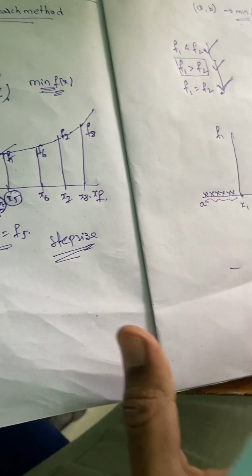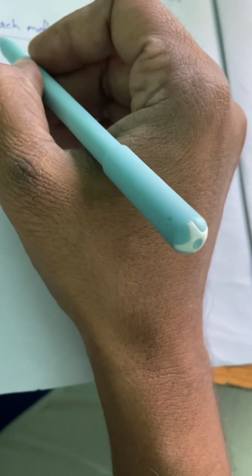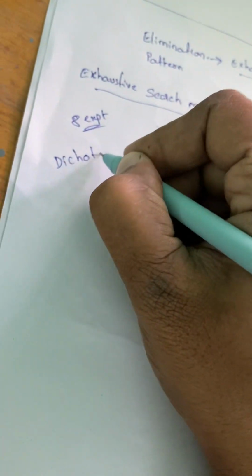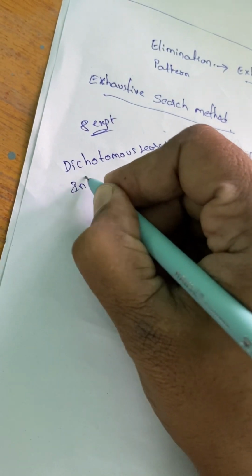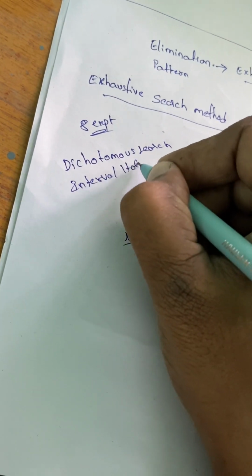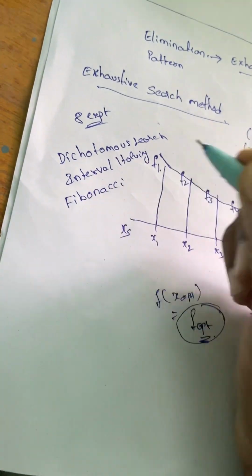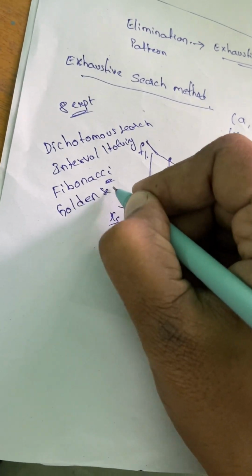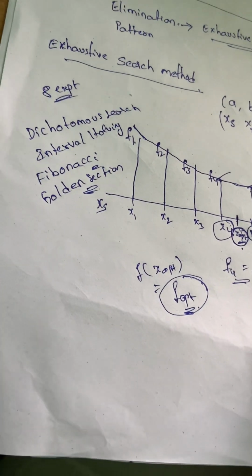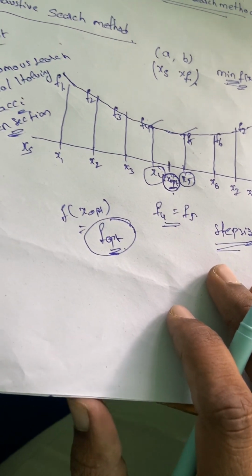So likewise, there are any number of methods to solve these optimization problems. In the elimination method, I just took one method, that is the exhaustive search method, and there is another method called the dichotomous search method, another called the interval halving method, one more called the Fibonacci method, which depends upon the Fibonacci series numbers, and another called the golden section method. So there are n number of methods in solving the optimization problem. It depends upon the methodology which we take for solving the function f of x.